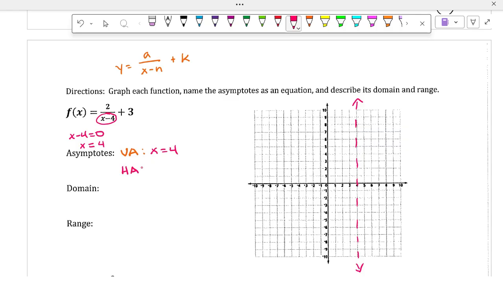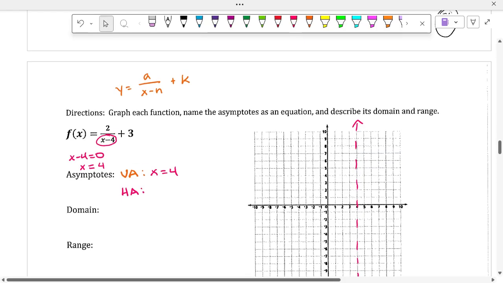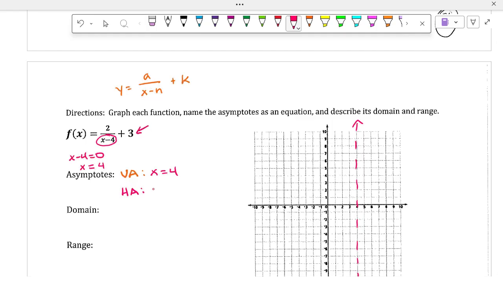Horizontal asymptote. What did I say your horizontal asymptote is always going to be? Your k value. And what's my k value? Positive 3. So it'd be y is equal to 3. So I'm going to go to where y is 3, and I'm going to draw a horizontal line.